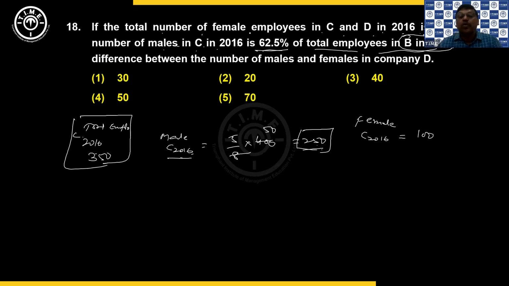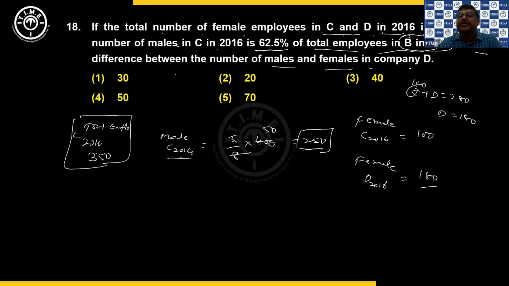But students, total female employees in C and D in 2016 is 280, means C and D together is 280. But you know C is 100, means what we can say, students, D is 180. Female employees in D in 2016 will be 180. I'm writing detailedly to convince you, otherwise you don't have to write so detailedly. But what is he asking? Find the difference between the number of males and females in D.